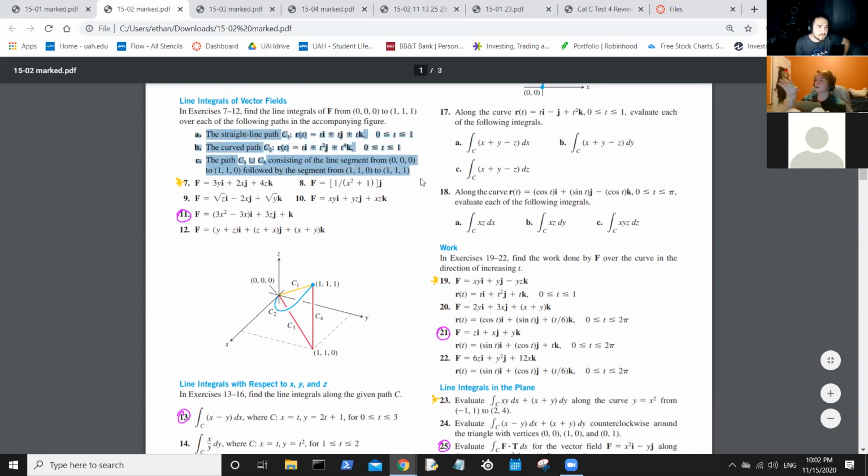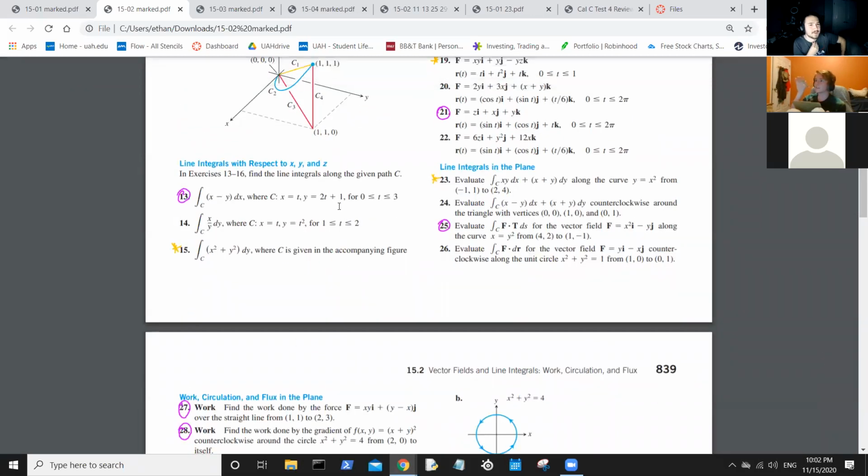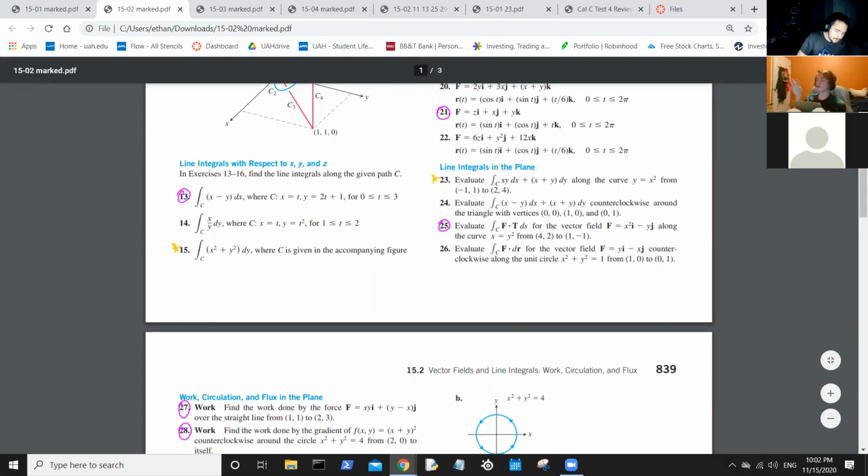Let's do 13 because I want one problem. Yeah, agree. In the exercise, find the line integrals across a given path C here. So they are very similar, but let's just go over how to set up 11.